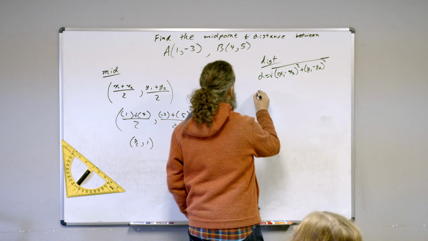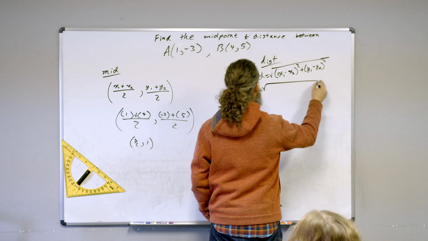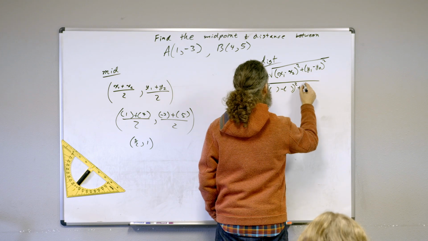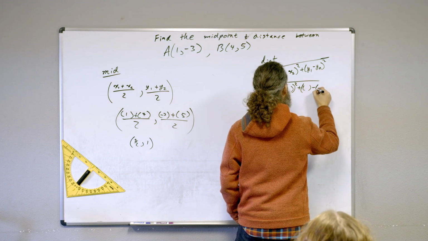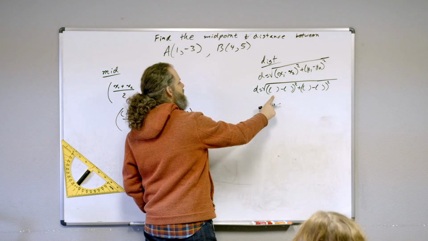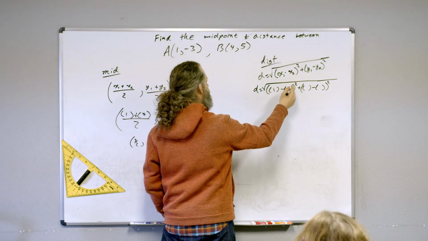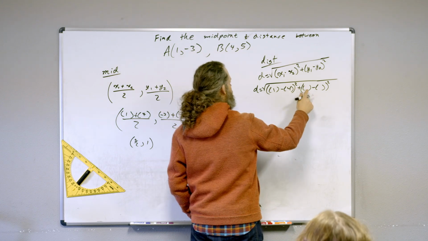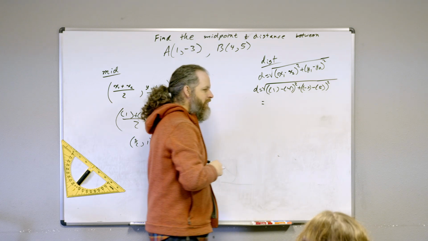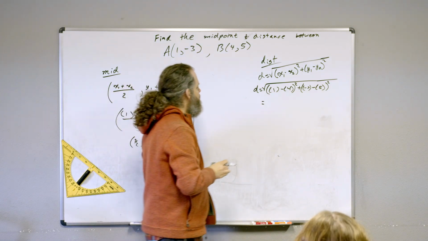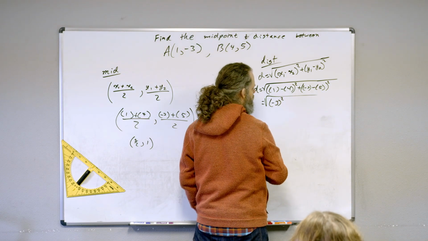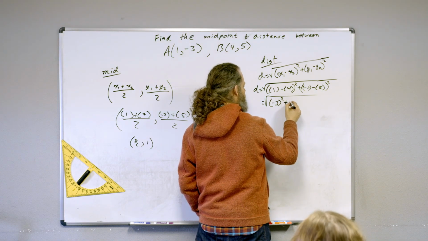Okay, so we plug stuff in over here. What would go right here? 1, and here? 4. What about this one? -3, and 5. What's 1 minus 4? -3. Square root of -3 squared. What's -3 minus 5? -8.